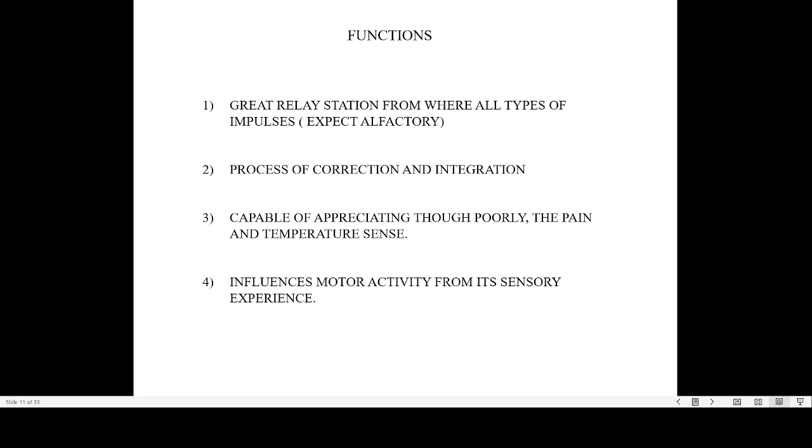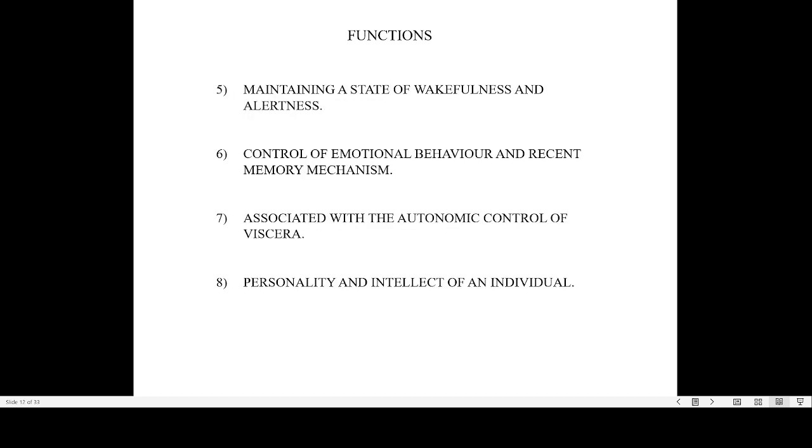Then it is capable of appreciating touch poorly, and pain and temperature sense. Even though pain, temperature and touch are poor, it is capable of identification of that sense. Then it influences the motor activity from its sensory experience. And also it maintains a state of wakefulness and alertness.